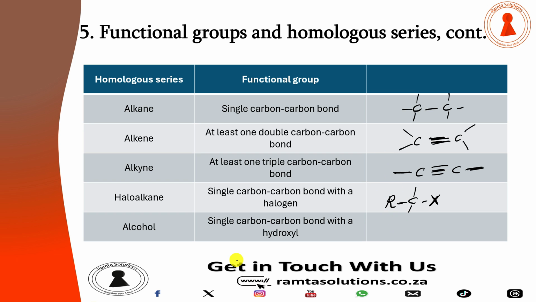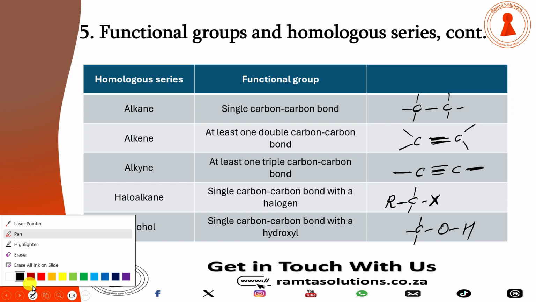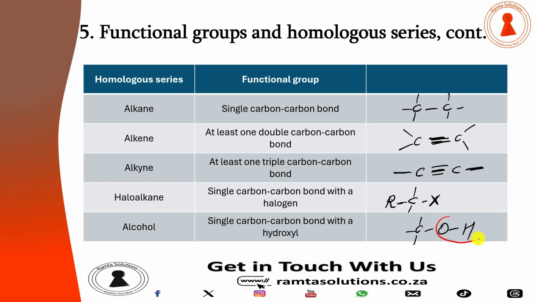Now let's look at an alcohol. An alcohol's functional group is a single carbon-carbon bond with a hydroxyl. For example, you have something like this, and then you have this group here. This is what you call your hydroxyl. I know you know it as OH minus. So when you see an organic molecule with OH like this, you must know it's an alcohol. But hold on, some are really complex.